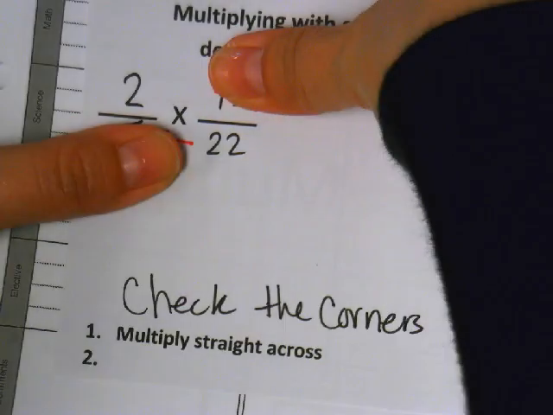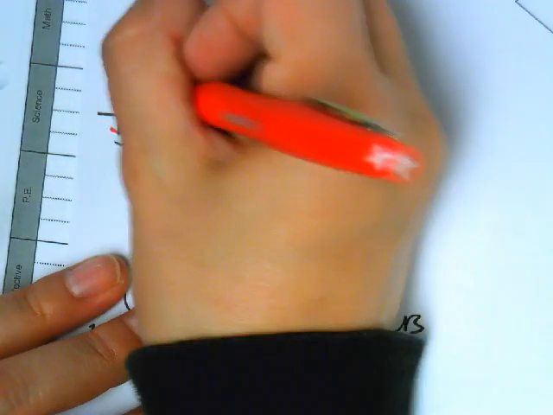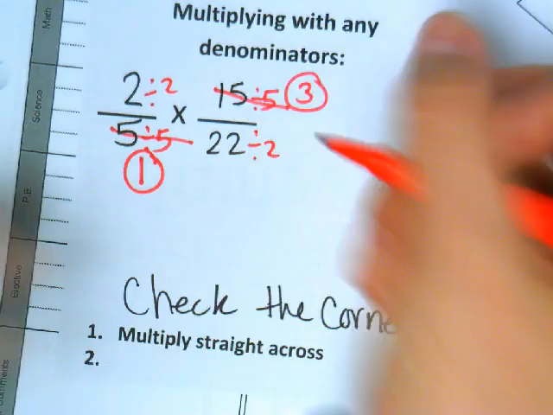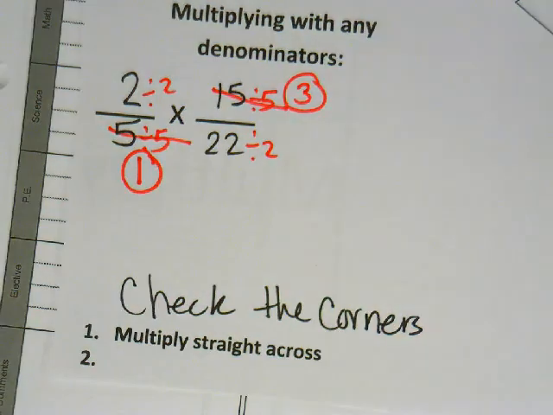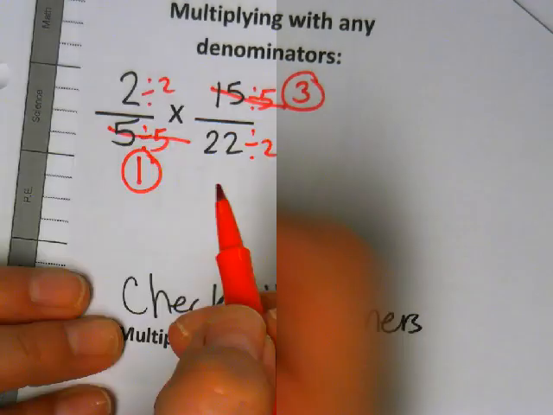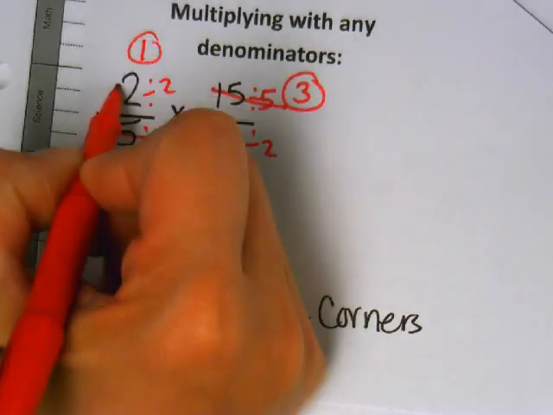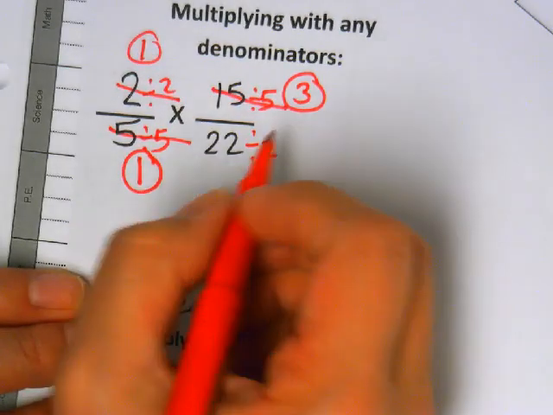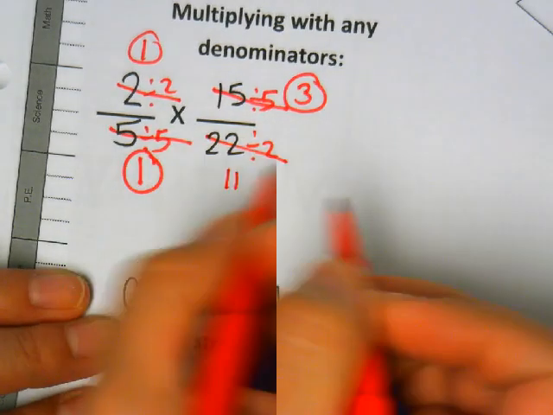What can I divide 2 with? Nice. Love it. 12. Good job, Alex. Ain't no 12 in this problem. What's 2 divided by 2? 1. What's 22 divided by 2? 11.